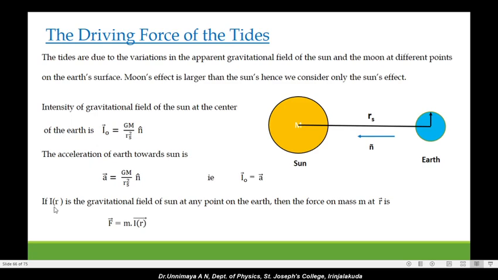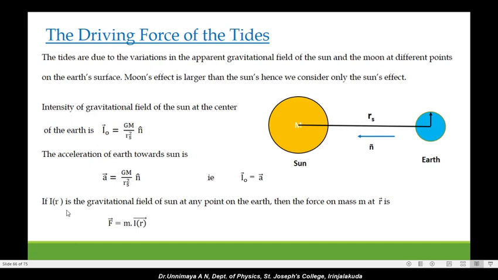Now if I of r is the gravitational field of sun at any point on earth, not at the center, at any point on earth, any point of earth that we consider, we can represent the gravitational field of the sun there as I of r.